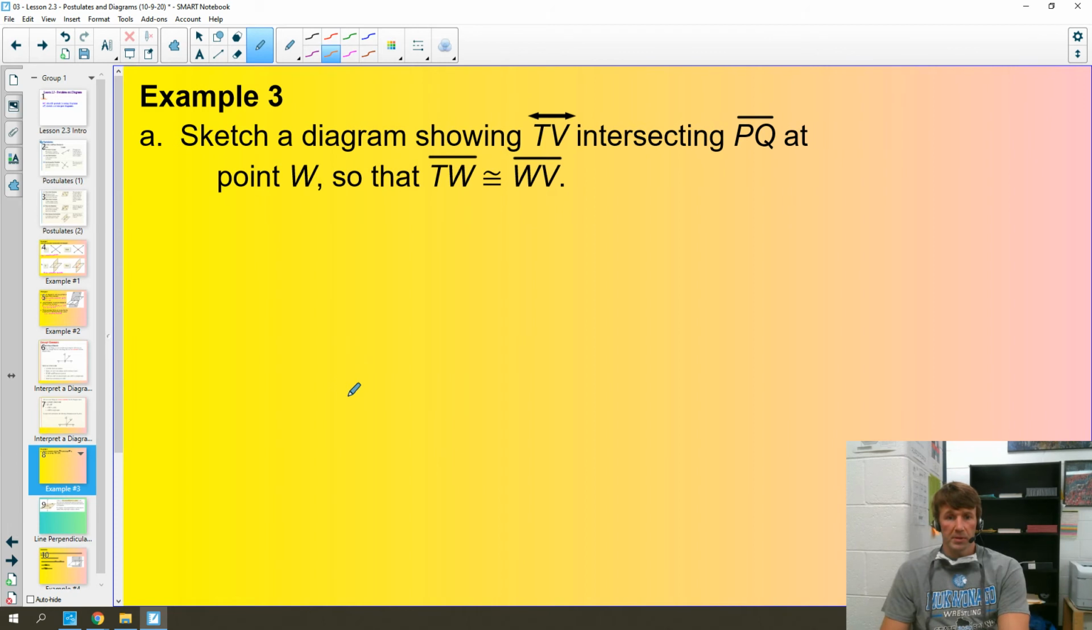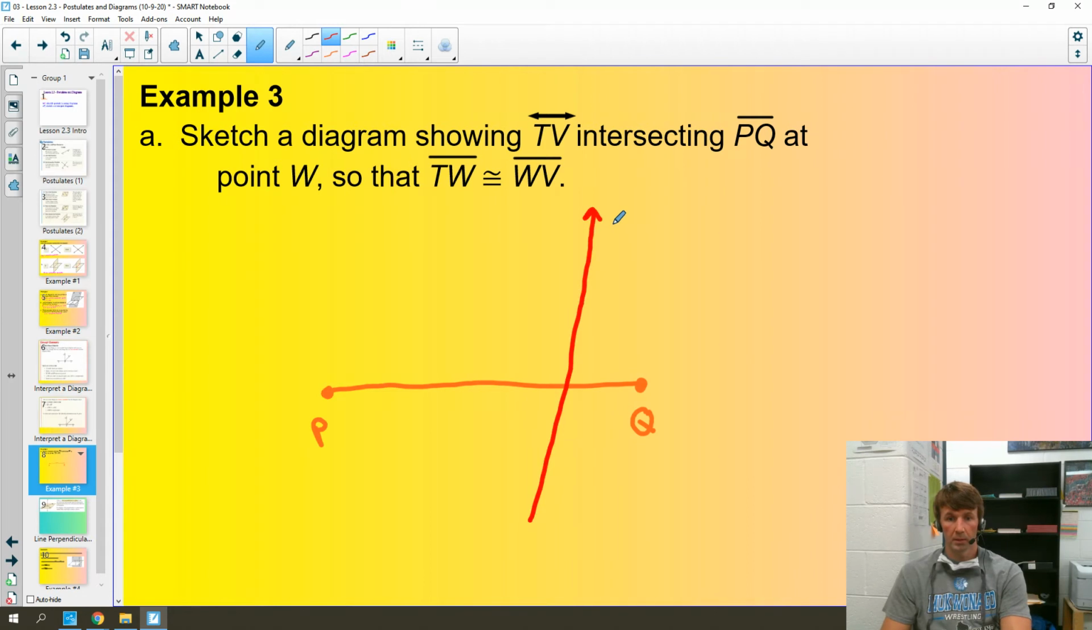Let's sketch this diagram. So showing that line TV intersecting PQ. So I'm going to start with PQ. I like to maybe have not the straightest segment, but I think good enough. There's segment PQ. Intersecting, so I need line TV. I'll change up the color on us here. So here's going to be my line TV intersecting PQ at point W. So we know for sure that this has to be point W.